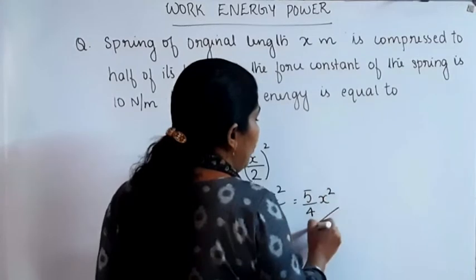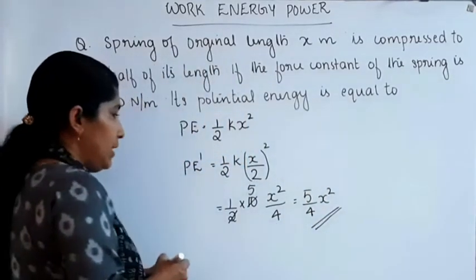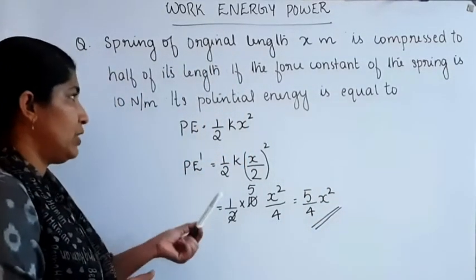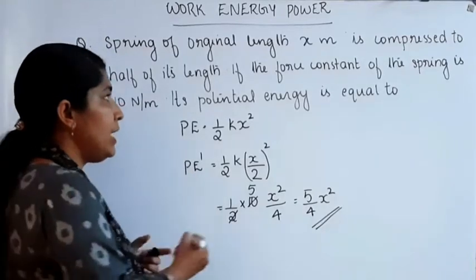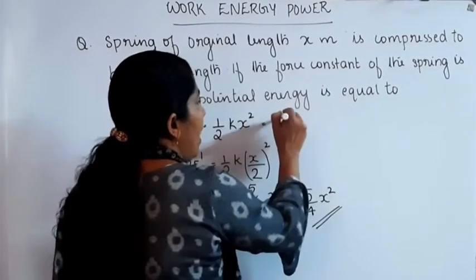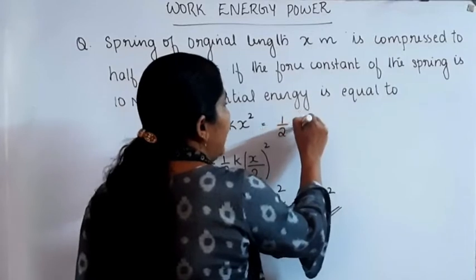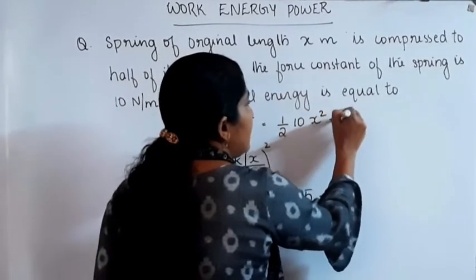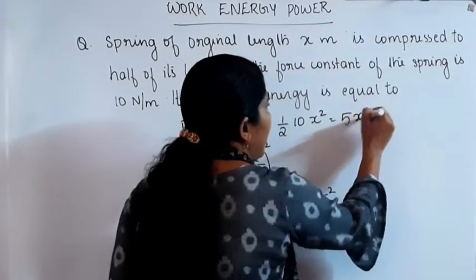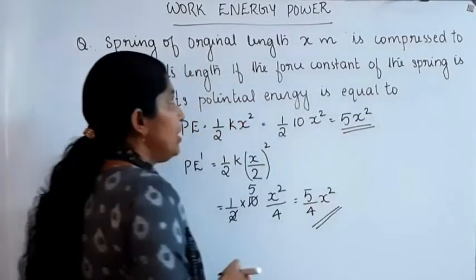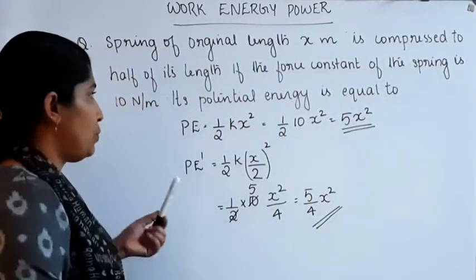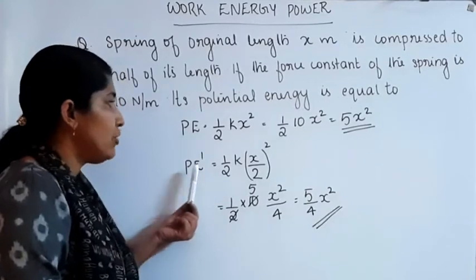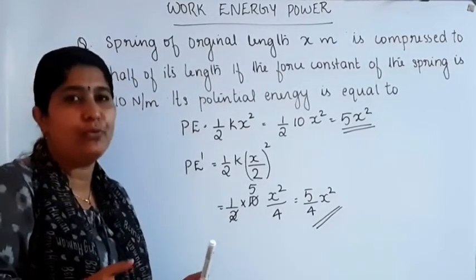Okay, 5 by 4 x square is the new potential energy of the spring. The initial potential energy of the spring is equal to half into 10 into x square, that is equal to 5x square. Okay, 5x square is the potential energy of the original spring. Then what about the potential energy after compression to half of its length?